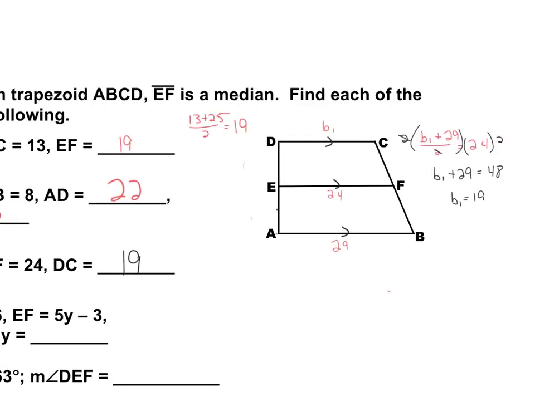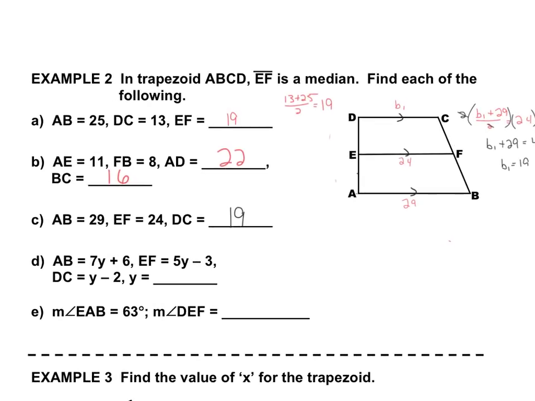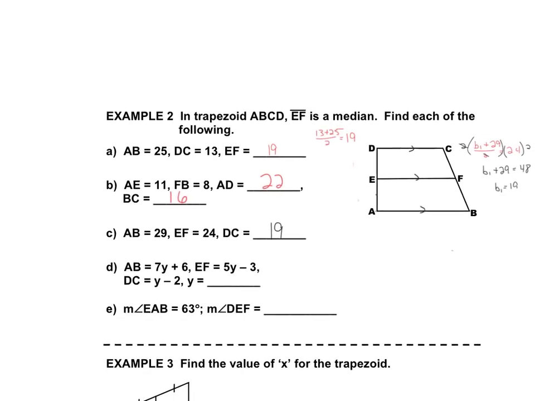So be careful on that one. Make sure you realize what it's giving you. A lot of people would just add 24 and 29 and divide by 2, and not realize that 24 was the median. And the next one sort of does the same thing. It's a little bit more complicated, though, because it gives us expressions instead of numbers. So I'm going to fill in the expressions that it tells me very carefully.